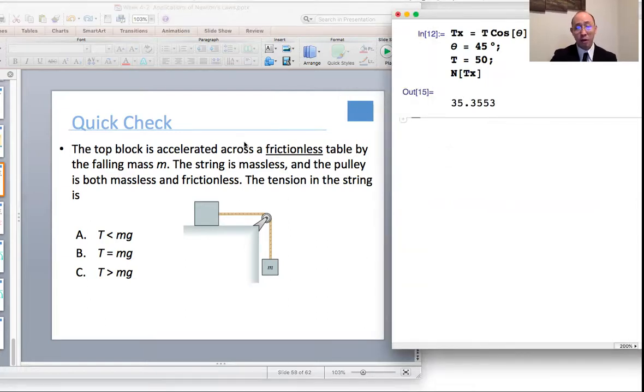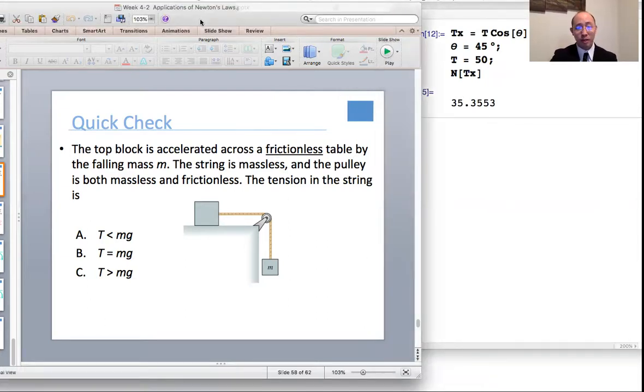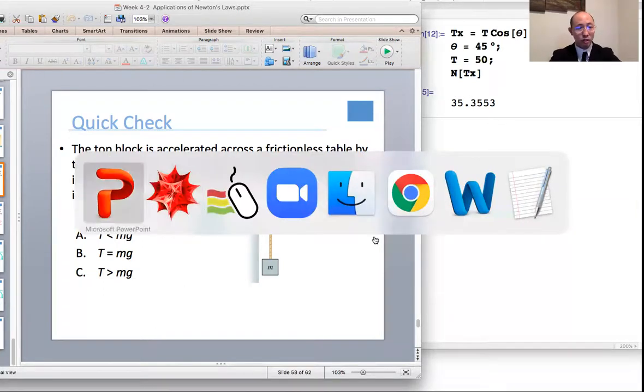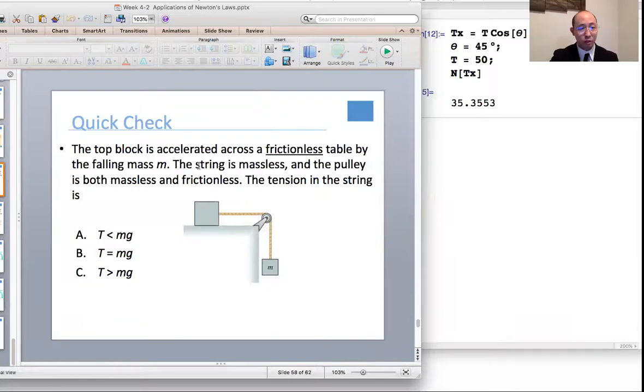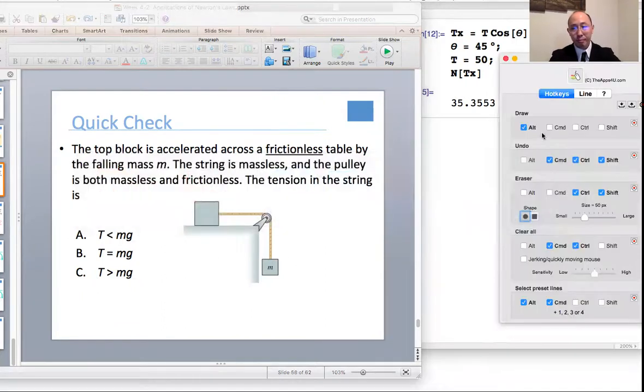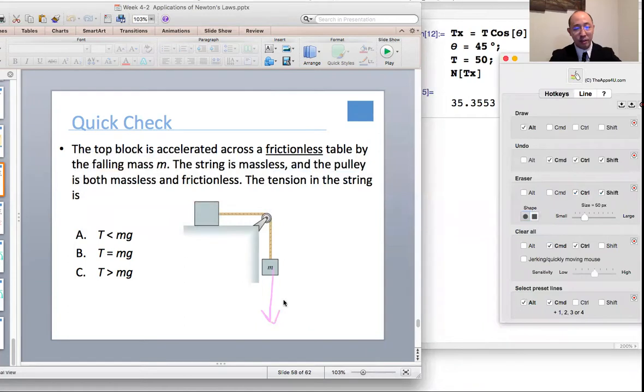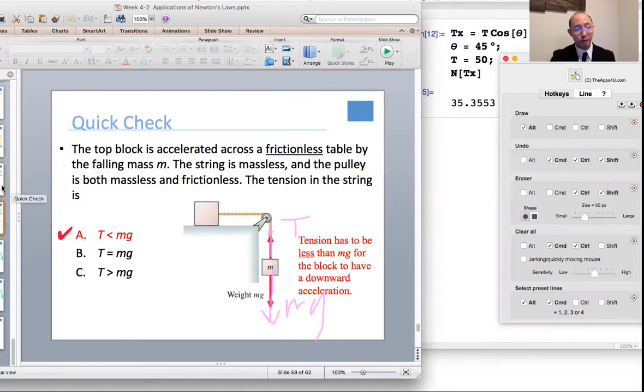Oh, and here's an example of one of these active learning elements I told you about. So of course you know that the string is massless, the pulley is both massless and frictionless. So the top block's accelerating. So you and I both know that the weight of this block is greater than the tension. That's why the system's undergoing acceleration. So our students work on this for a minute, think about it for a minute, then I'll show them the answer and I'll explain the answer.